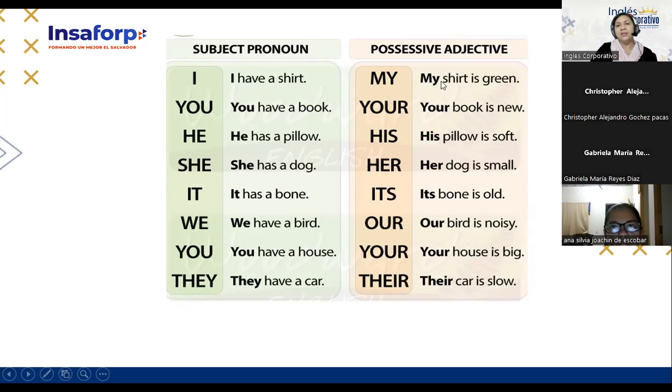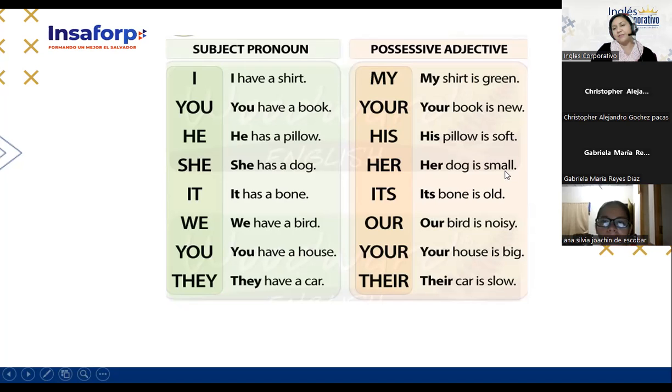my, or your, or his, or her, or its, or our, your, and their, the possessive adjective. And then we use an object. My shirt, your book, his pillow, her dog, its bone, our bird, your house, their car. And then we have the verb to be and an adjective. Green, new, soft, small, old, noisy, big, slow.